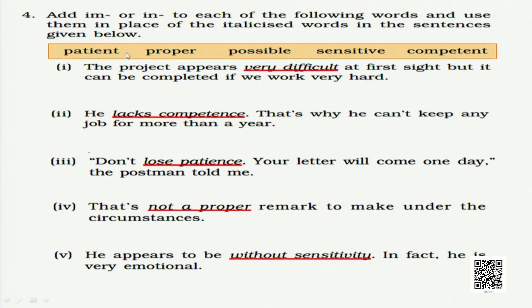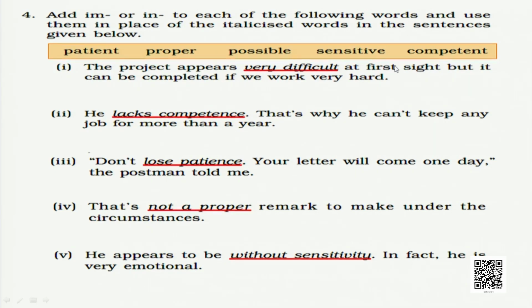Patient is when you are tolerant, you are ready to wait for something, and when im is added to it, it becomes impatient, that is you are not ready to wait for something or you are not tolerant. Improper: proper means it is correct, improper means something that is not correct. Possible is when you can do something, impossible is when you are not able to do something, you cannot do it.